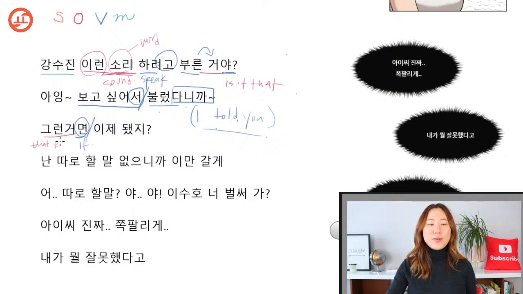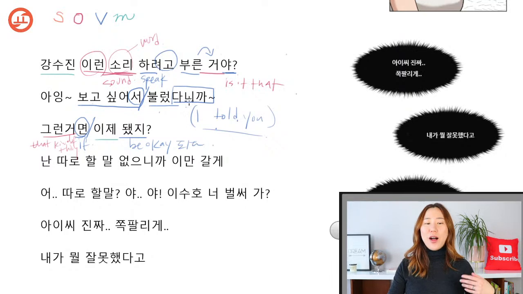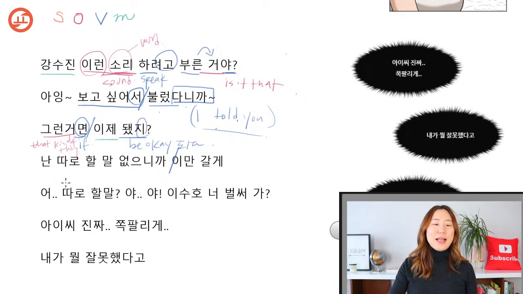But you can think of it as if that's the case. 그런 거면 이제 now 됐지? Are you happy? Be okay? 되다 verb, right? This has many different meanings. To become, to be okay, things like that. Here, is it okay now? Right? Are you happy? 난 따로 할 말 없으니까 이만 갈게. 난 따로 할 말 없으니까. What? I don't have anything else to say to you.